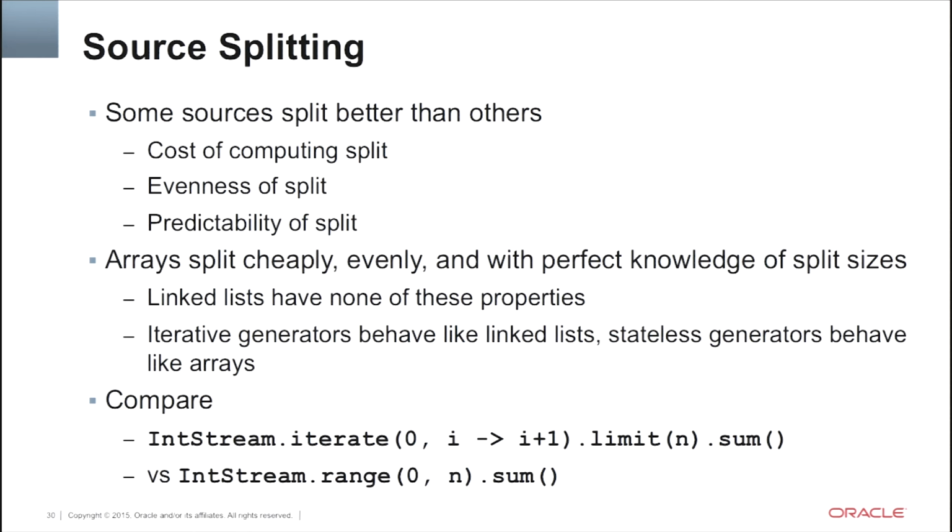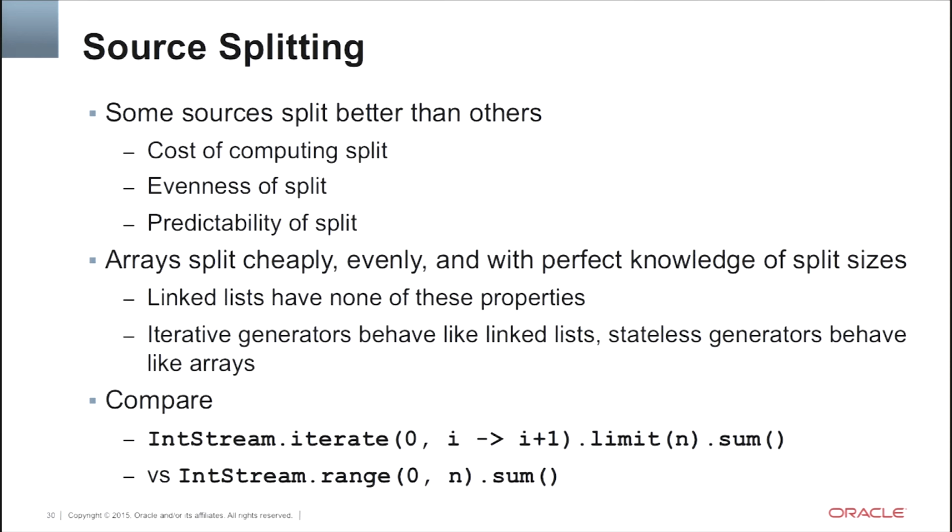How do I split a linked list? First, rest. Okay, now I'm going to split the rest. What do I do? First of the rest of the rest. Right? I can do this, and if my Q is high enough, I can get parallelism out of this, but it's a lousy split, right? And if I have an iterative generator like the G in my first example, that behaves like a linked list, because you can't get to the second one till you've done the first one, okay? Whereas a stateless generator behaves more like an array.